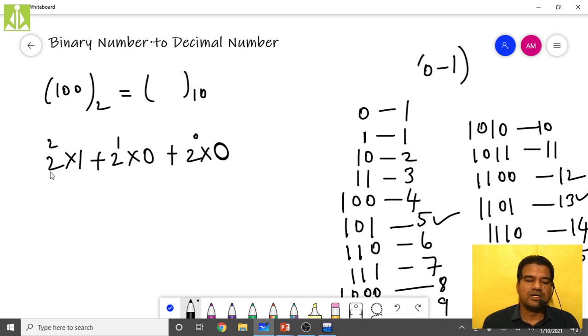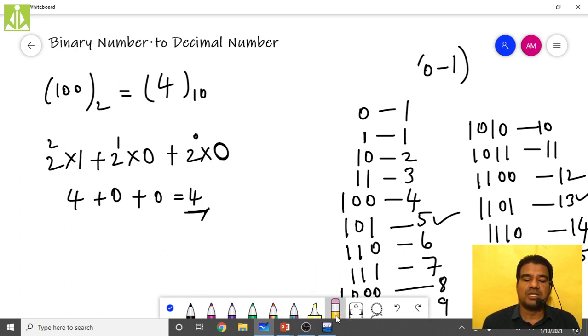Now evaluate. 2 power 2 means 4, 4 multiplied with 1 is 4, plus 2 power 1 means 2, multiplied with 0 you will get 0, plus 2 power 0 means 1, multiplied with 0 is 0. So the value will be 4, and that same value we'll put here. So 100 in binary is equivalent to 4 in decimal.